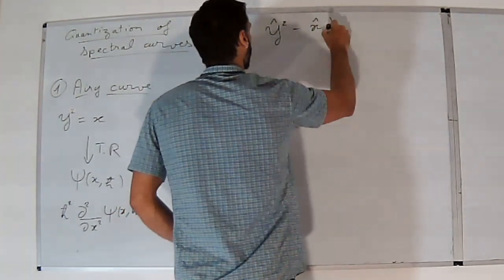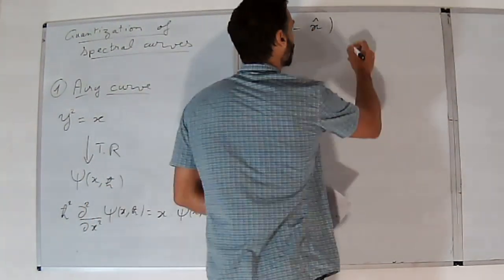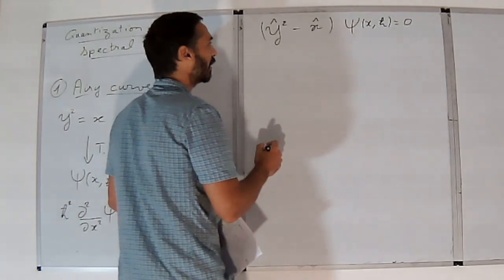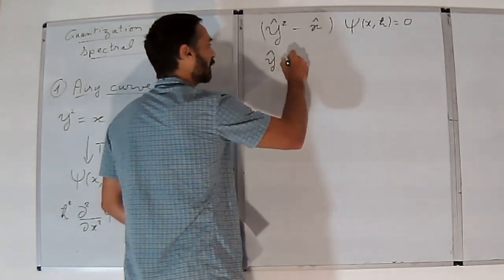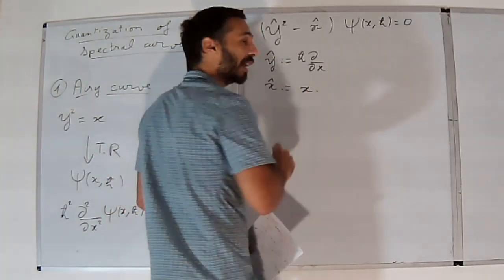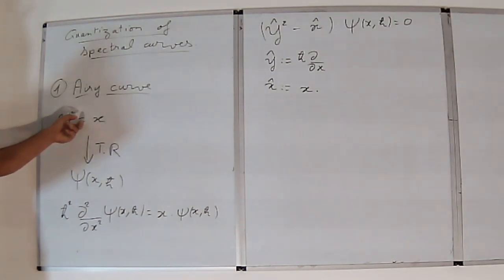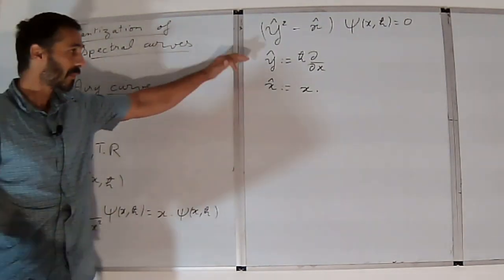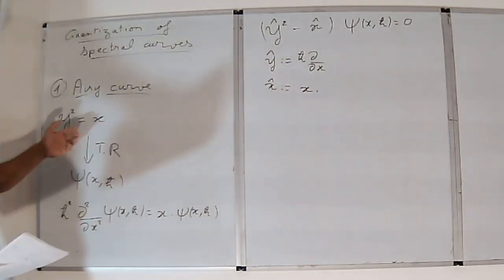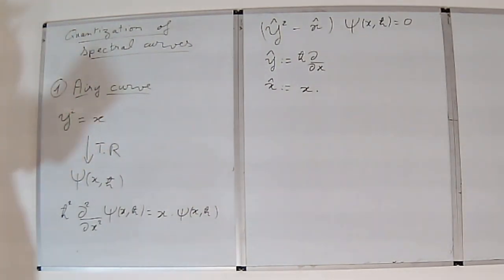you could trade your original curve y squared minus x equals 0 for y hat squared minus x hat acting on psi of x, h bar is equal to 0, where y hat and x hat are operators acting on psi, with y hat being just h bar d over dx, and x hat being just the multiplication by x. From this point of view, this differential equation can be seen just as a quantization of the original spectral curve, where you replace your functions y and x by operators acting on psi. And these two operators, y hat and x hat, do not commute, which is in contrast to what you had before. The commutator gives you h bar. And that's the reason why we talk about quantization of this spectral curve. Is it clear for everybody?